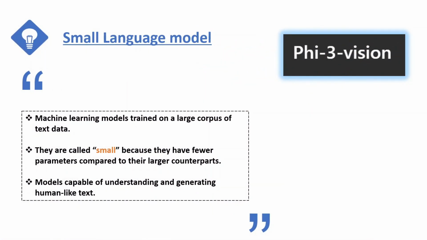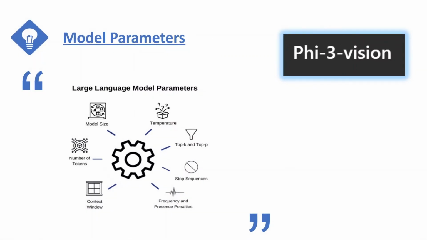What are small language models? They are machine learning models trained on a large corpus of text data. They are called small because they have fewer parameters compared to their larger counterparts. Here, through large counterparts, I mean large language models. These models are capable of understanding and generating human-like text based on the input they receive. So these small language models have got fewer parameters. So what are parameters actually?